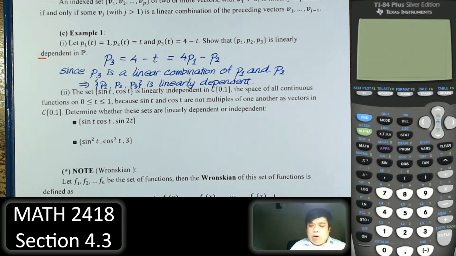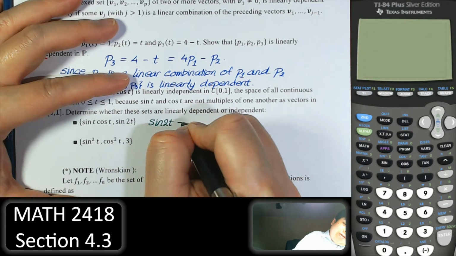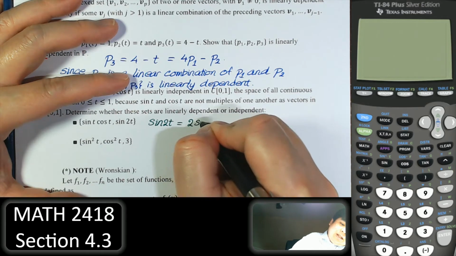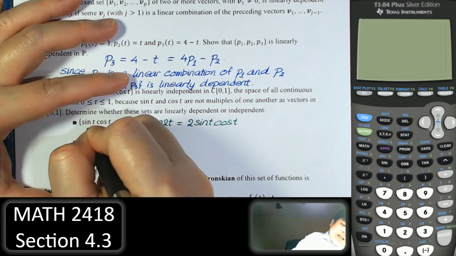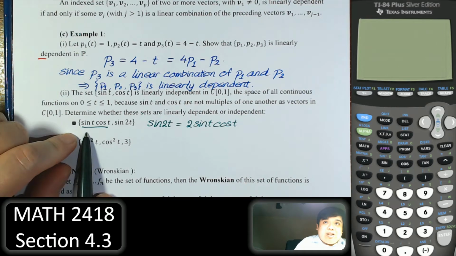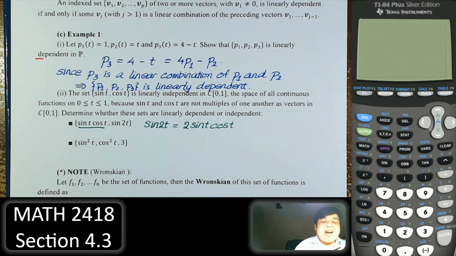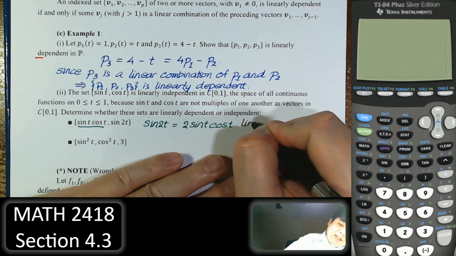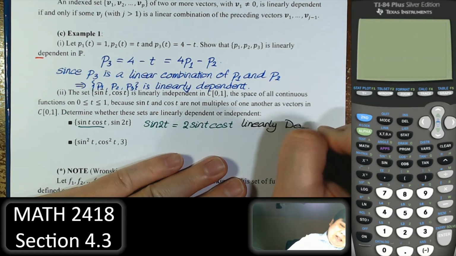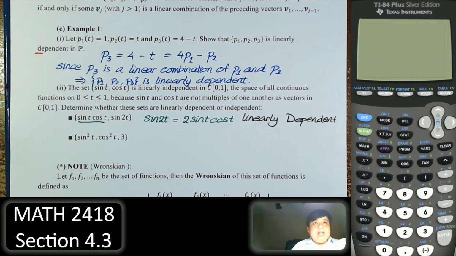Determine if this set is linearly independent or not. Well, here we need some trigonometry. Sine of 2t, by the double angle formula, is 2 sine t cosine t. Here we have sine t cosine t and the other, sine 2t. So sine 2t is a multiple of sine t cosine t, twice the other. So they are not linearly independent, they are linearly dependent. If one is a linear combination of the others, or even better, one is a multiple of the others, it cannot be independent.